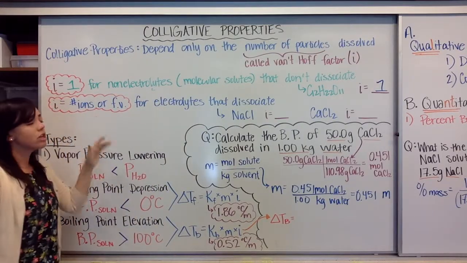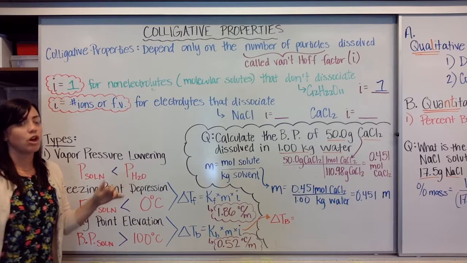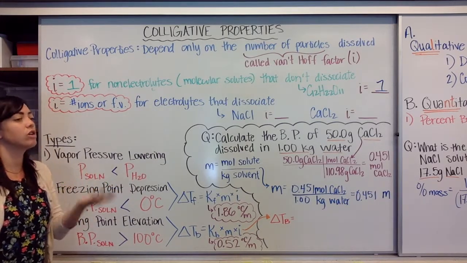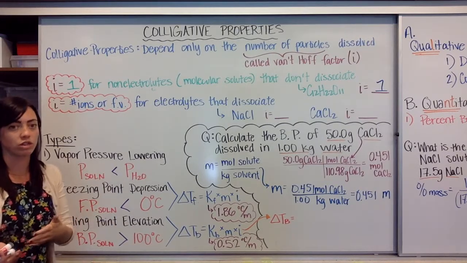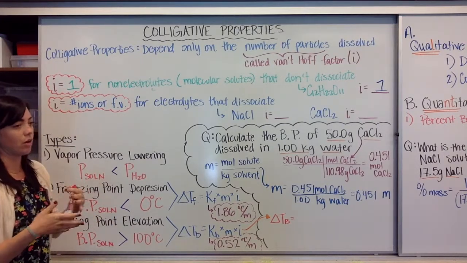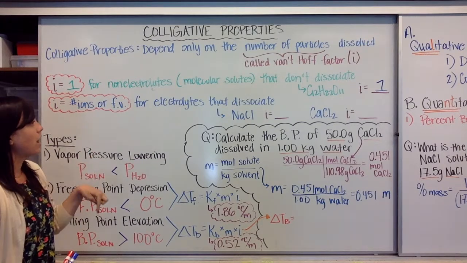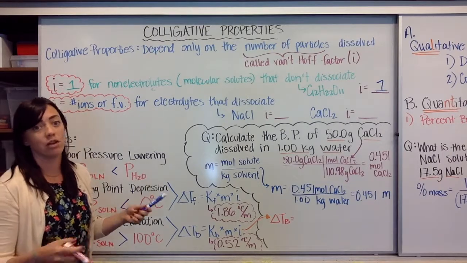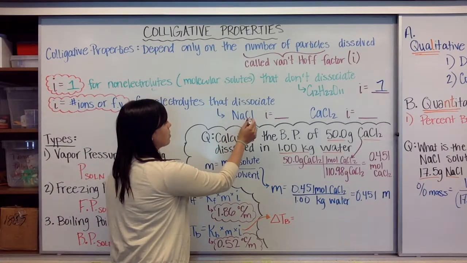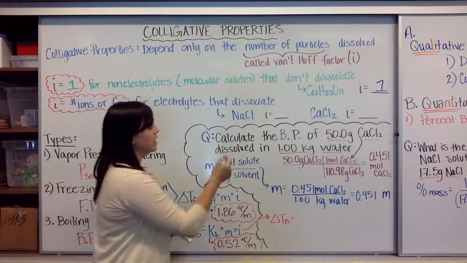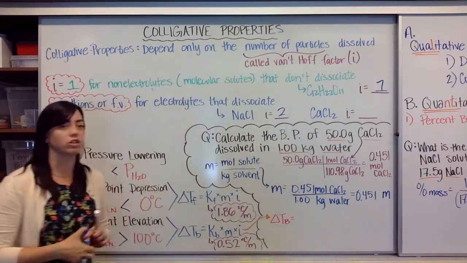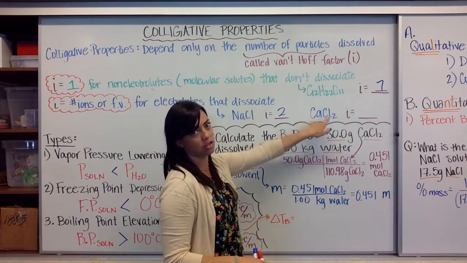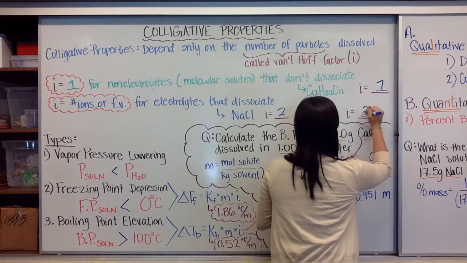But for ions or formula units, we know that those are going to dissolve in water, okay? So for things that are going to dissolve in water, like our salts, according to our solubility rules, figuring out i is a little bit different. You basically figure out how many things it breaks down into. So if I have 1 ion of sodium and 1 ion of chloride, this is going to be equal to 2. i equals 2. But for calcium chloride, I have 1 ion of calcium, 2 of chloride, so this is equal to 3.